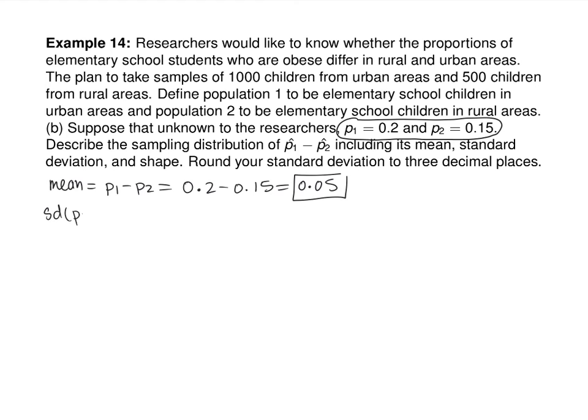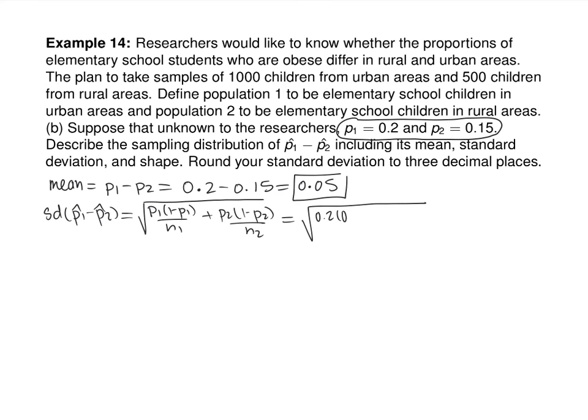Next, find the standard deviation of P1 hat minus P2 hat. The formula there is a big old square root sign. P1, 1 minus P1 over N1, plus P2, 1 minus P2 over N2. And this will tell us how much our samples will vary if we do lots of samples of size 1,000 in the urban areas and 500 in the rural areas. So 0.2, 0.8 over 1,000 plus 0.15, 0.85 over 500. That comes out to be about 0.020.